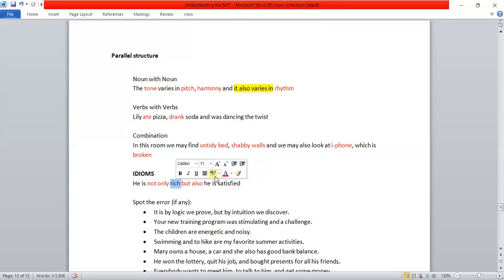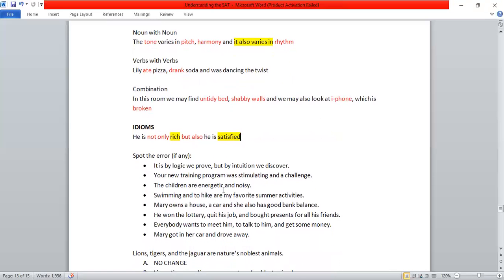Like over here, I said "rich." He's not only rich, but also... so now "rich" is A, and in B I have "he is satisfied." That's too much. A and B have to be balanced. Yes, so I just need "satisfied." He's not only rich, but also satisfied. This "he is" is not required at all. "He is" is already used here. He is not only rich, but also satisfied. That's the answer for parallel structure along with idioms.